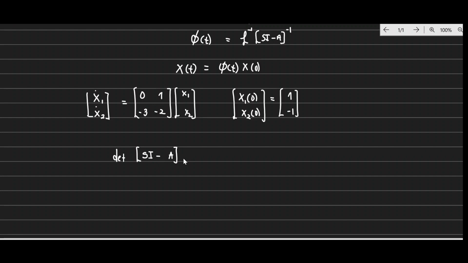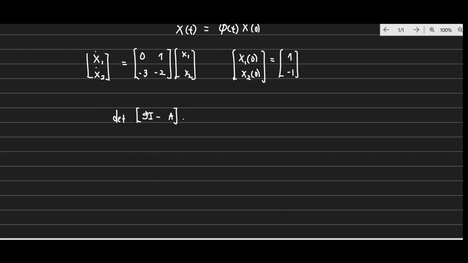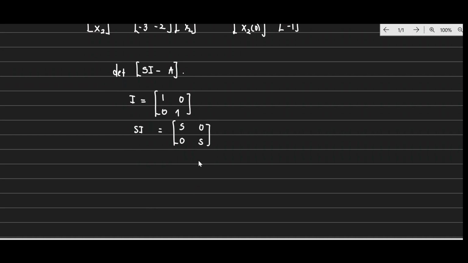Okay, those are eigenvalues. So let us substitute. What is sI? Remember, our identity matrix is a 2 by 2 identity matrix, since our A matrix is 2 by 2, isn't it? So remember that our identity matrix is given by 1, 0, 0, 1. If you multiply the identity matrix by s, you have sI equal to s 0, 0, s, and then you subtract matrix A from this one.